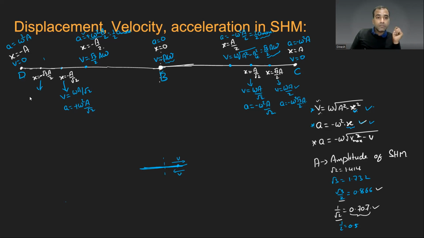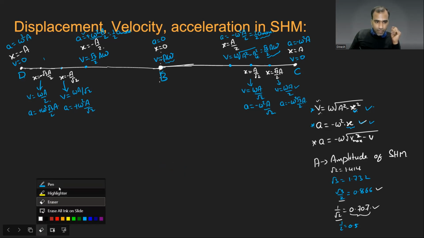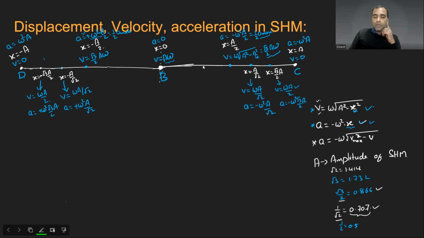V equals omega a by 2. Omega a by 2. Very good. And acceleration? A equals minus omega square root 3 by 2 a. Very good. Excellent. Now I'll ask you at some other points. Be ready.